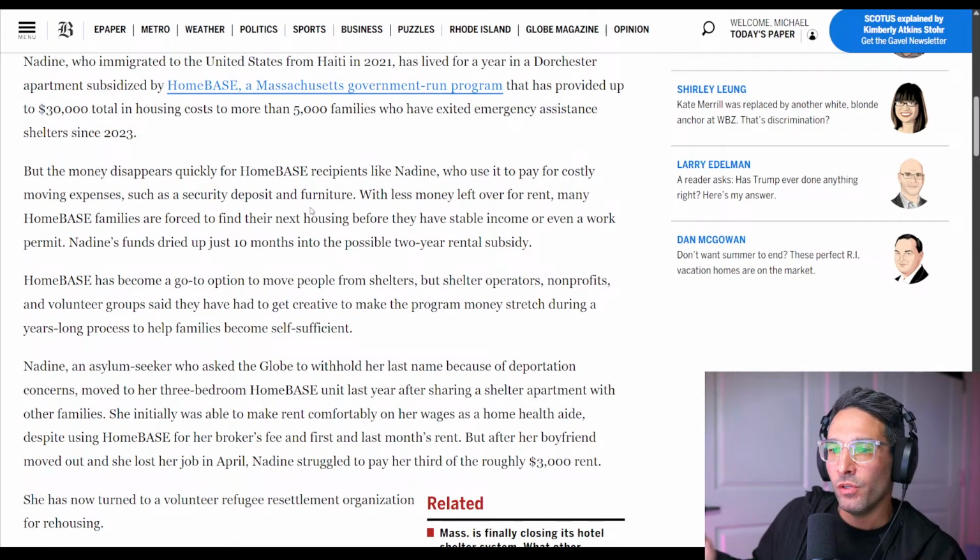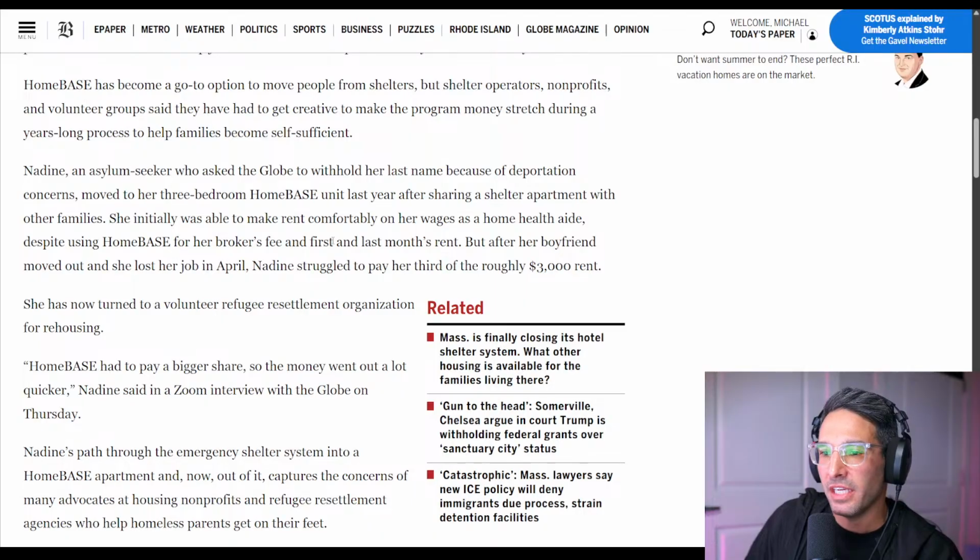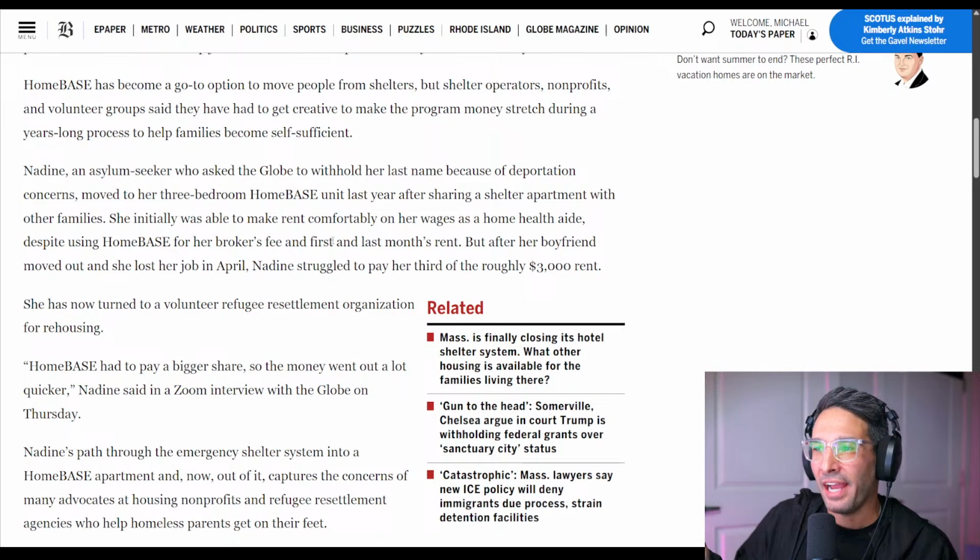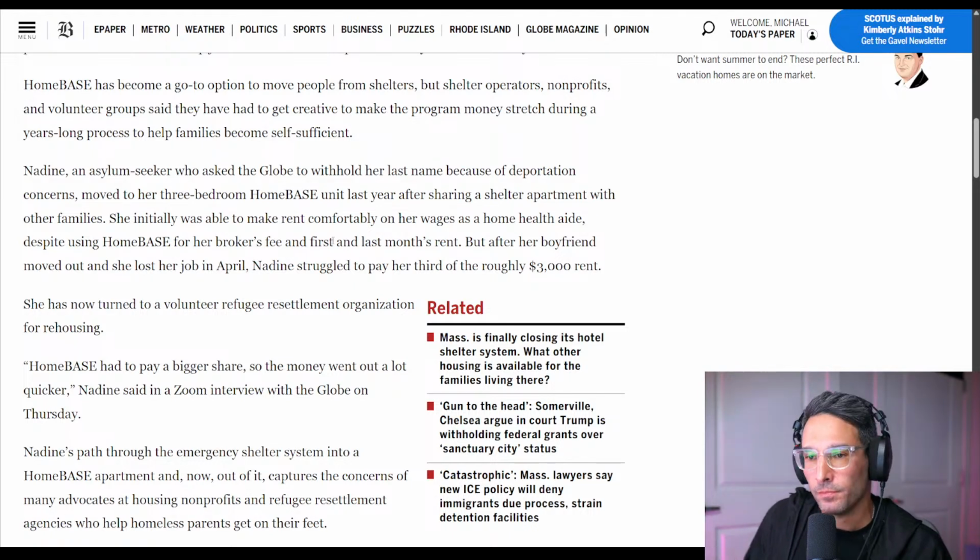But now they're having trouble paying the rent because Homebase doesn't cover, I think they cover like two-thirds. And then what happens is the tenant has to come up with the remainder.